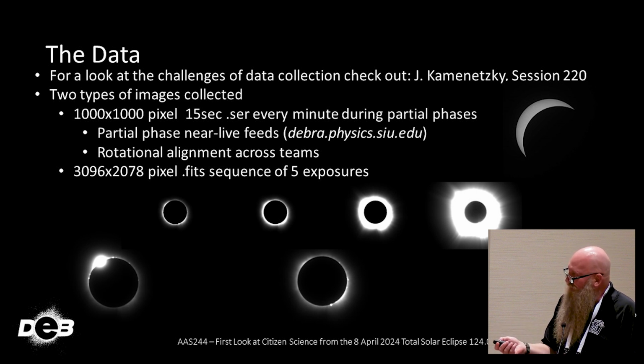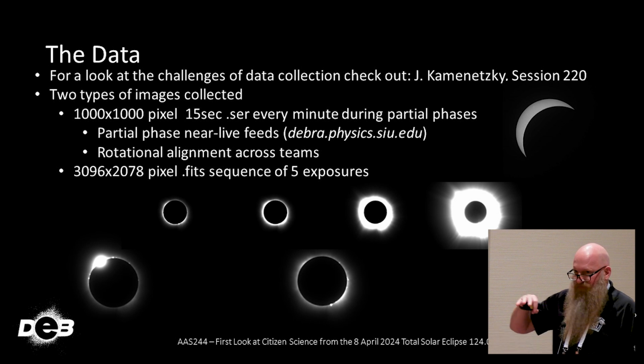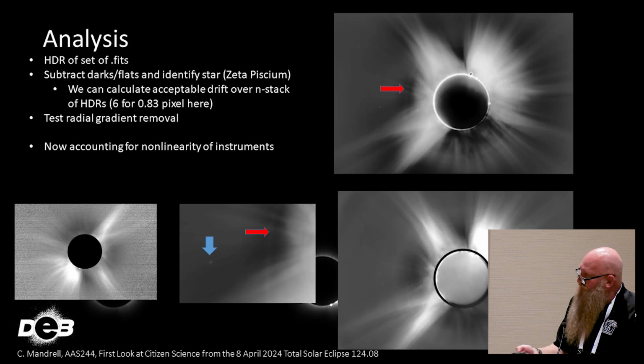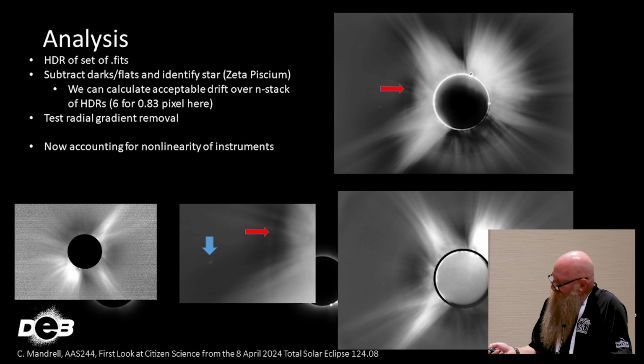And then we have full resolution FITS files in a sequence of 5 exposures that we're going to use to make our HDRs. I'm only showing you 4 here because it turns out that the exposure we selected for the 5th one completely washed out the frame and was not usable, but we're still getting good data from the 4. So now we're going to analyze it, and what we have to do is create an HDR from the set of 4 FITS, and you can see here tons of artifact from just an HDR.